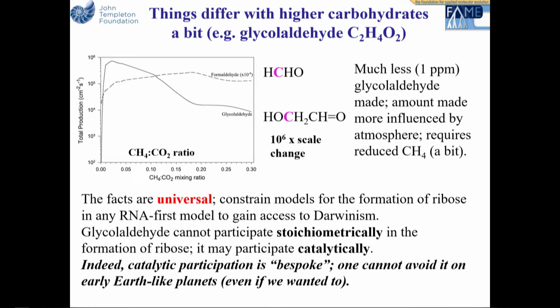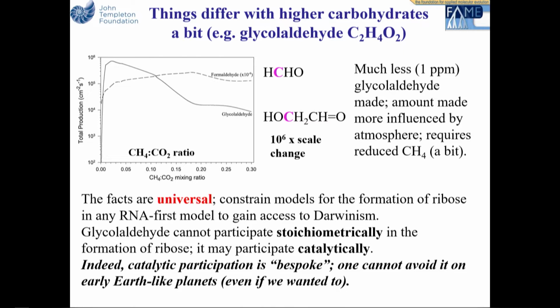This is a 2-carbon carbohydrate, glycolaldehyde. This is the same plot expanded now with glycolaldehyde put onto the plot. You have to remember that there's a millionfold change in scale. That is, one millionth of glycolaldehyde is actually being made relative to formaldehyde. But when the methane-formaldehyde ratio drops to 0, the formation of glycolaldehyde drops to 0 as well. So these are universal facts. They constrain models for the formation of ribose in any RNA model to gain access to Darwinism.